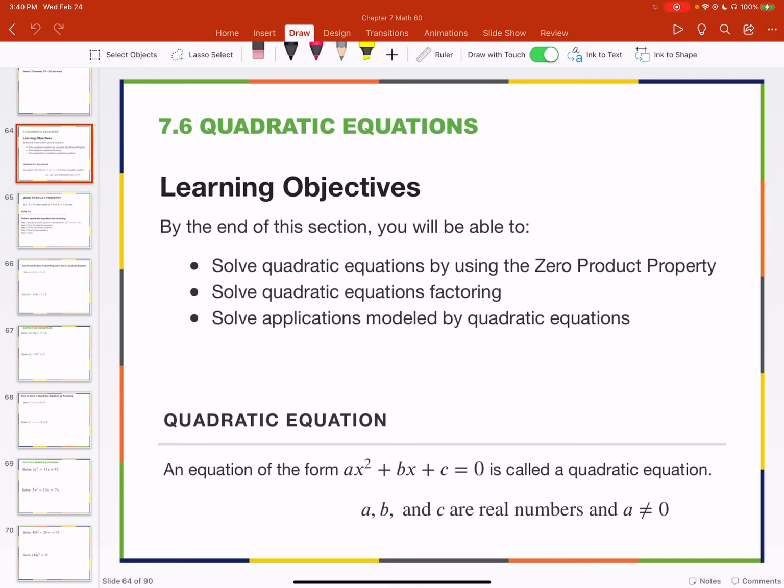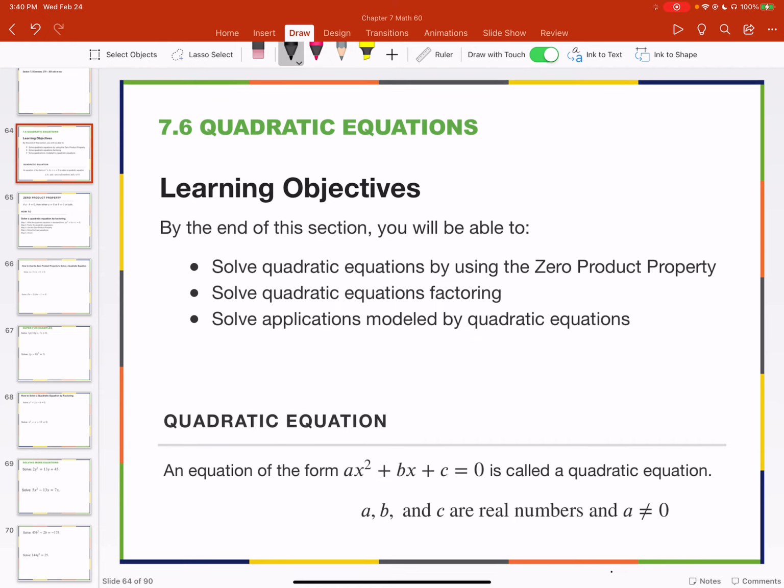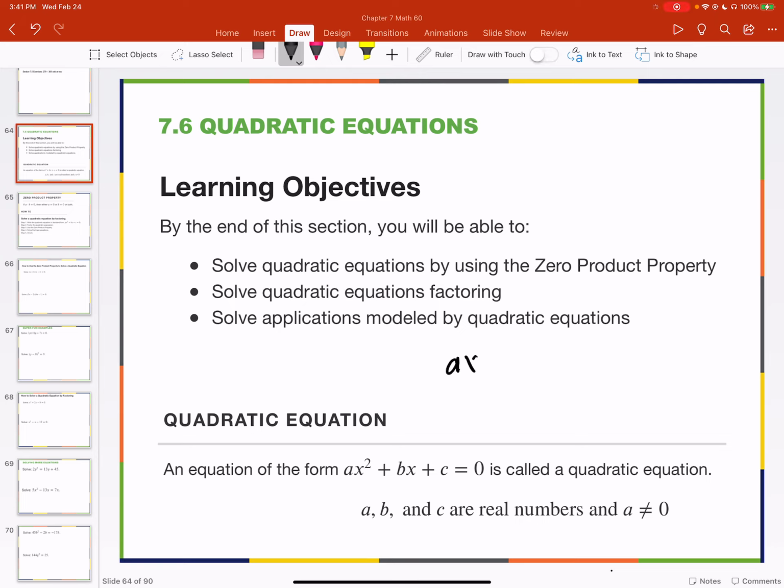Okay, so first of all, what is a quadratic equation? A quadratic equation is a second degree polynomial with three terms that is of the form ax squared plus bx plus c. Here a, b, and c are real numbers, but a cannot be zero. It could be one, but not zero.